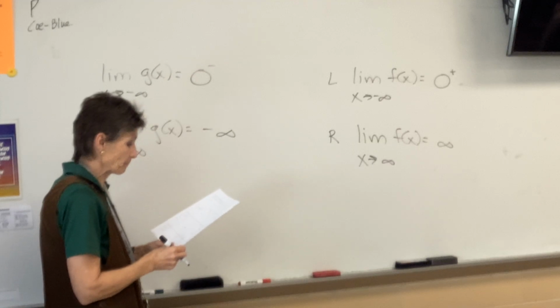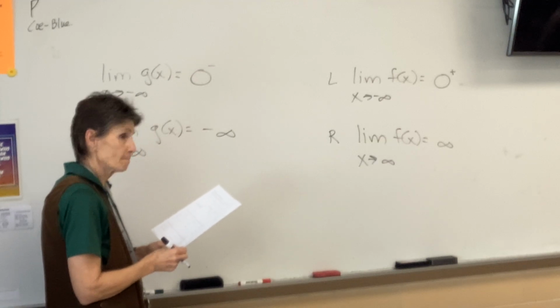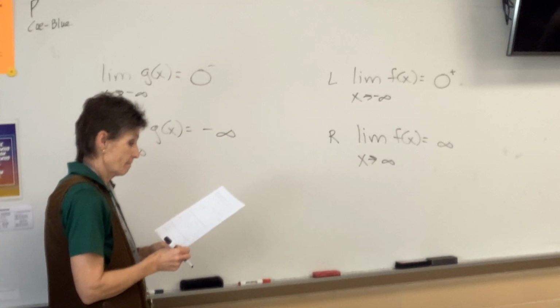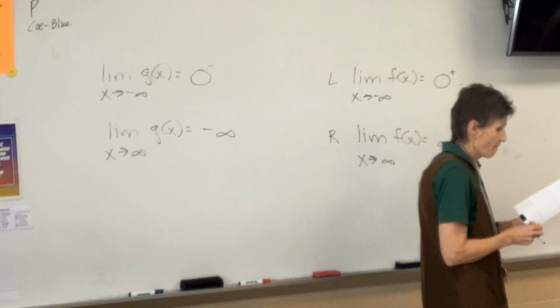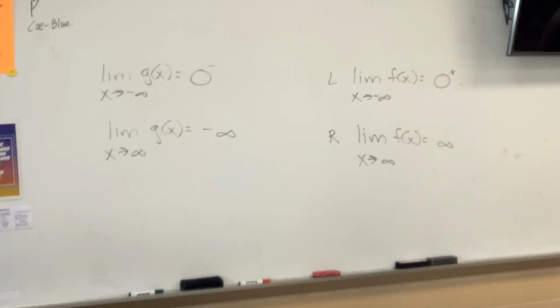Number 7. Which picture does 7 match up with? Did you say D as in dog? Yeah. 7 matches up with D as in dog because it's exponential decay. So on the left, our limit is positive infinity, and on the right, it is 0 from the top.